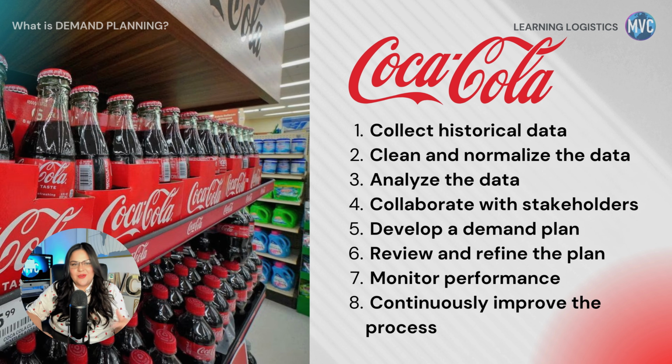Overall, you can see that Coca-Cola's demand planning process is complex, and it really involves data collection, analysis, stakeholder collaboration, and also ongoing performance monitoring and improvement, which always speaks volumes for the company and how they run things. By following these steps, Coca-Cola is able to effectively forecast demand and ensure that it has the right inventory levels and production schedules in place to meet the customer's needs.